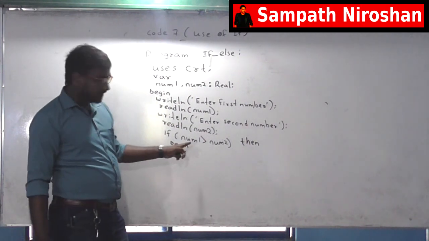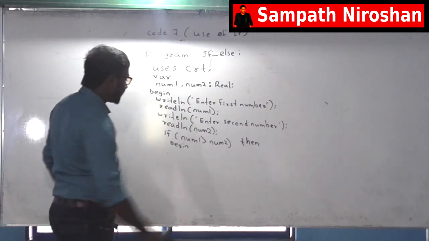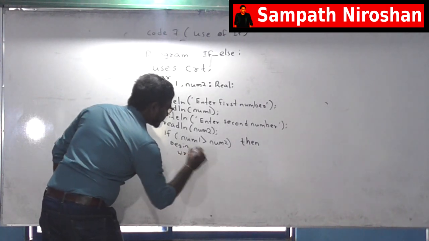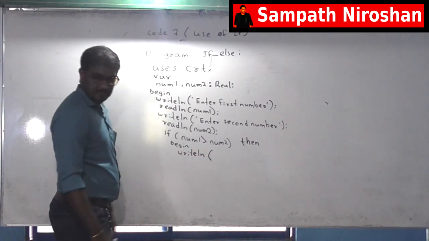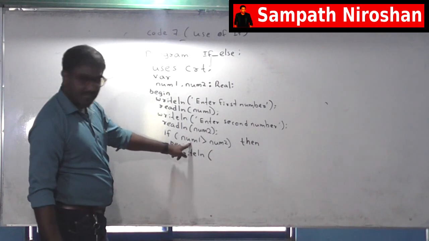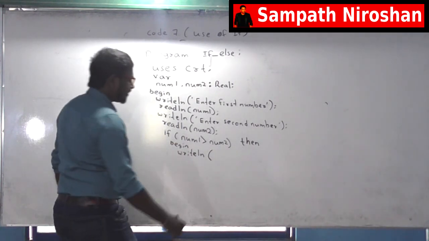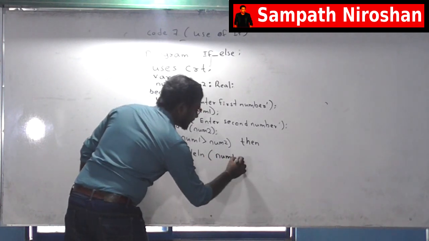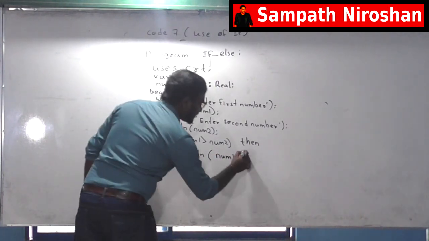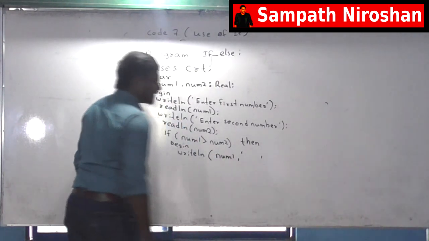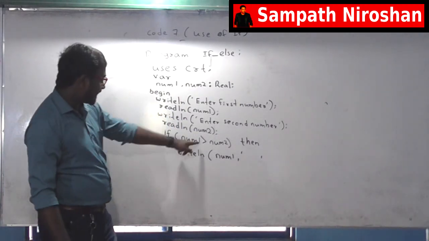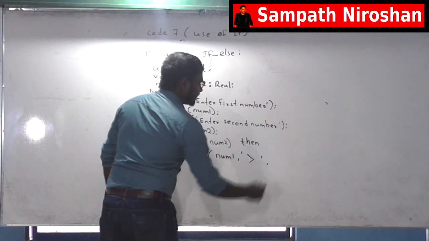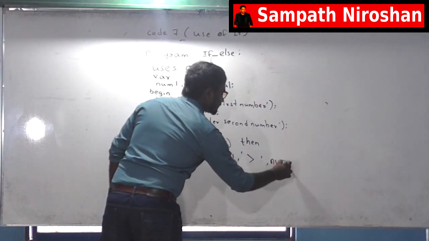And if this is correct, I have to write ln inside the bracket. I have to say this value, num1 value. So I'm going to take the value of num1, comma, and I have a small text part, so inside quotes I have to say greater than, comma, num2.